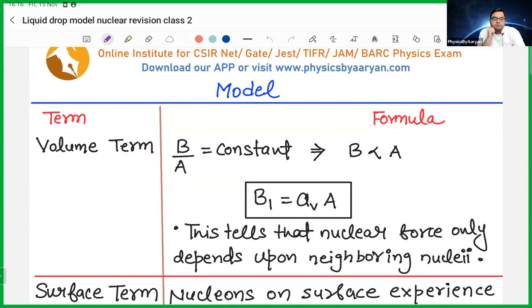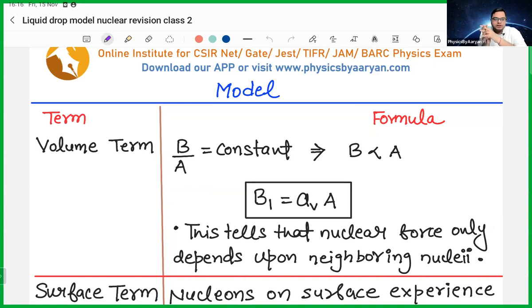The very first term is the volume term. Now, what is the volume term? Volume term basically means that in your entire nucleus, you have many nucleons and all of them are exerting force on each other. So that is the most fundamental term, so we start from the very fundamental term and we call it the volume term.